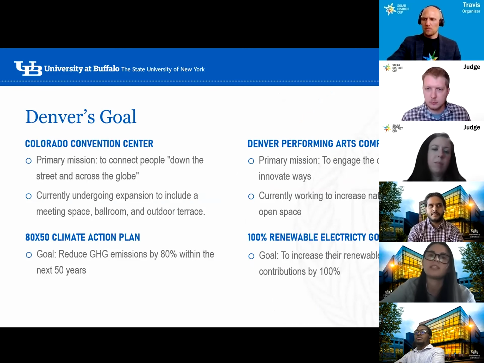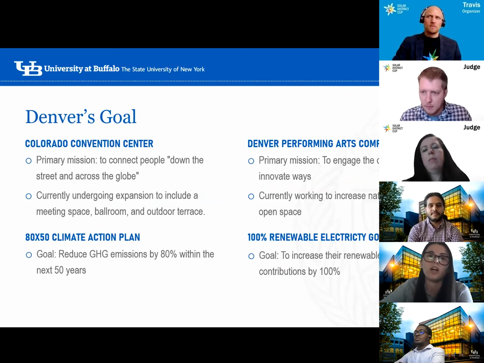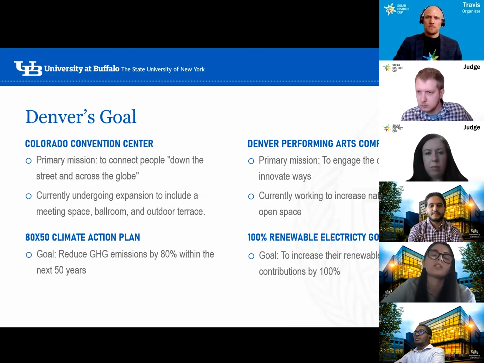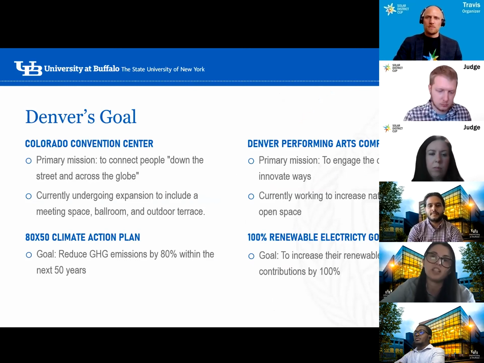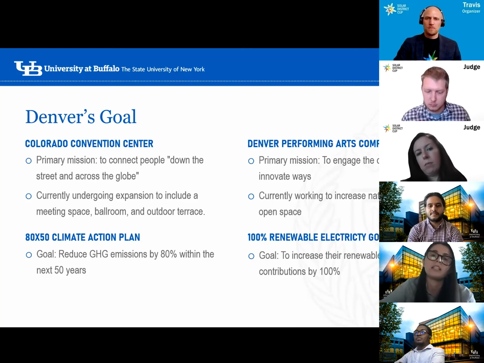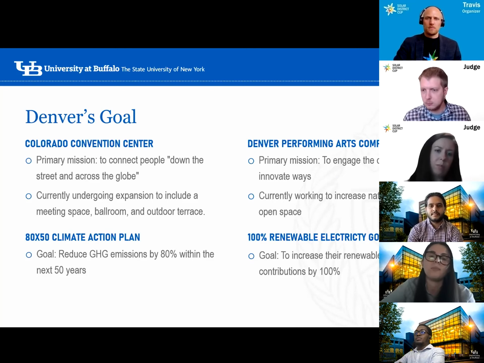As for the Denver side, we did have to look into a bit more. So we looked at the goals and upcoming renovations of the Colorado Convention Center, as well as the Denver Performing Arts Complex. And we also looked into the goals of the City of Denver as a whole. So we looked at their 80/50 climate action plan, as well as their 100% renewable electricity goal. And additionally, the state of Colorado did recently pass a bill mandating statewide greenhouse gas emission reductions by 26% by 2025.